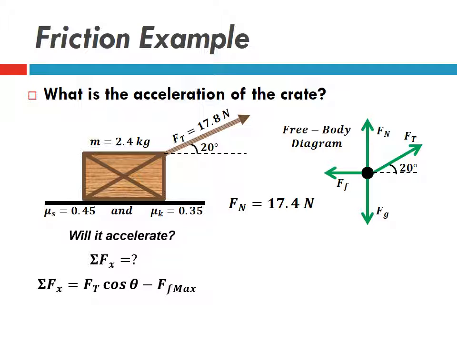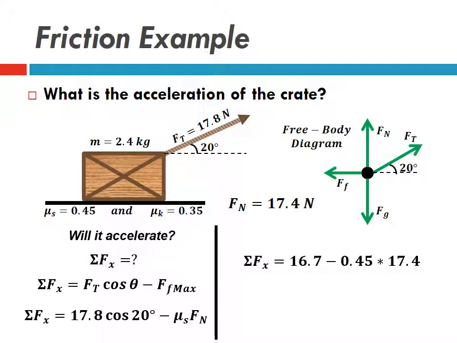So if we do the net force in the x direction, we figure out that the force of tension times cosine of the angle minus the maximum force of static friction will give us the net force in the x direction. Again, if it's positive, it's going to accelerate. If it's negative or 0, it's not going to accelerate. Everything's going to be balanced. So we plug in the force of tension, the angle, and the coefficient of static friction times the normal force. We just found the normal force, so let's plug that in. That gives me 0.45, that's the coefficient of static friction, times the normal force, 17.4, and cosine of 20 times 17.8 gives me 16.7. So we calculate this and we get 8.9 newtons.